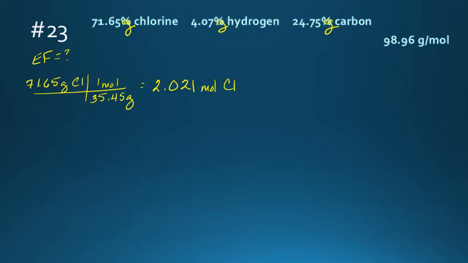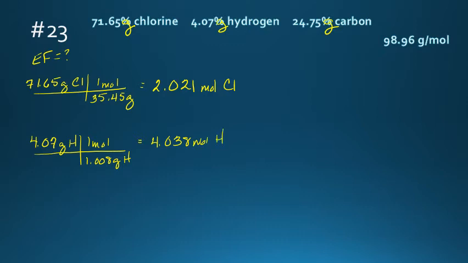Now let's do the same for hydrogen. 4.07 grams of hydrogen, 1.008 grams of hydrogen for 1 mole. So 4.07 divided by 1.008, we end up with 4.038 moles of hydrogen.